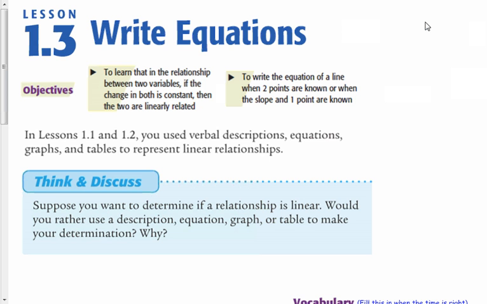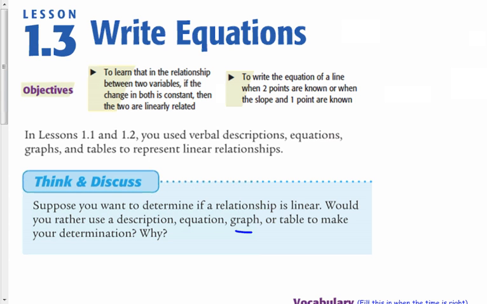In this lesson, we're going to learn how to tell if there's a linear relationship between two variables by looking for a constant change. To get started, just think about this question. Suppose you want to determine if a relationship is linear. Would you rather use a description, an equation, graph, or a table to make your determination, and why? If you want to pause here and think about that.